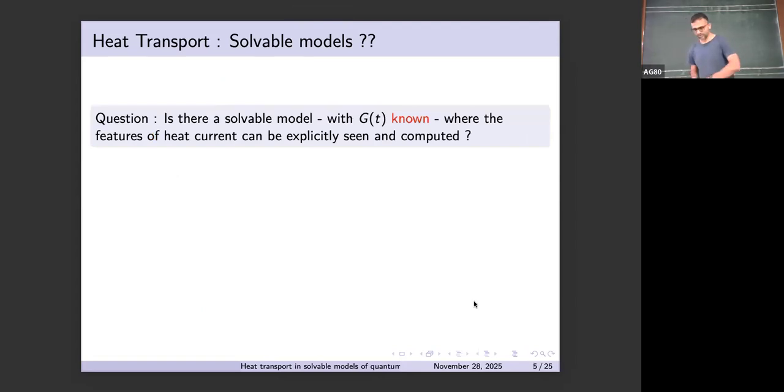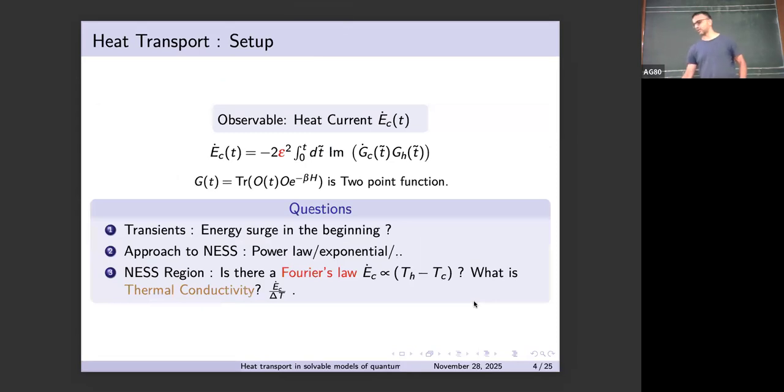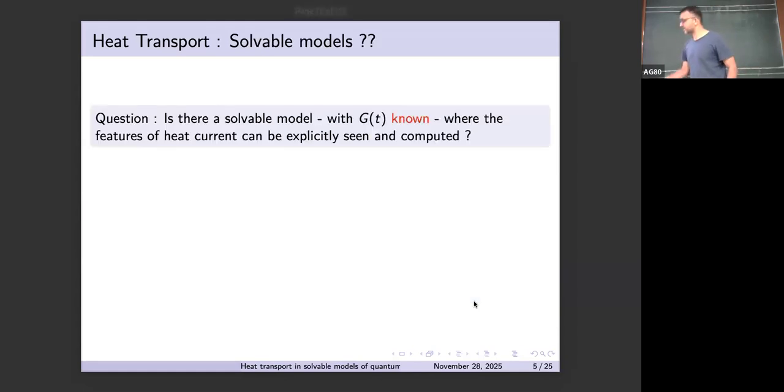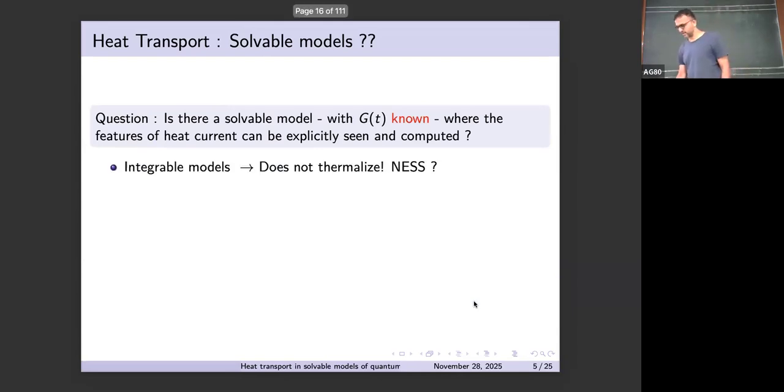Okay, and then just one more slide about what I mean. So what I want to do next is set it up for solvable models. I'm going to look for systems where I know the G and see whether I can compute this and to what extent I can compute. So that's the question I'm asking here. With G of t known, can I compute in places where heat current can be explicitly computed? So let me just outline the problem.